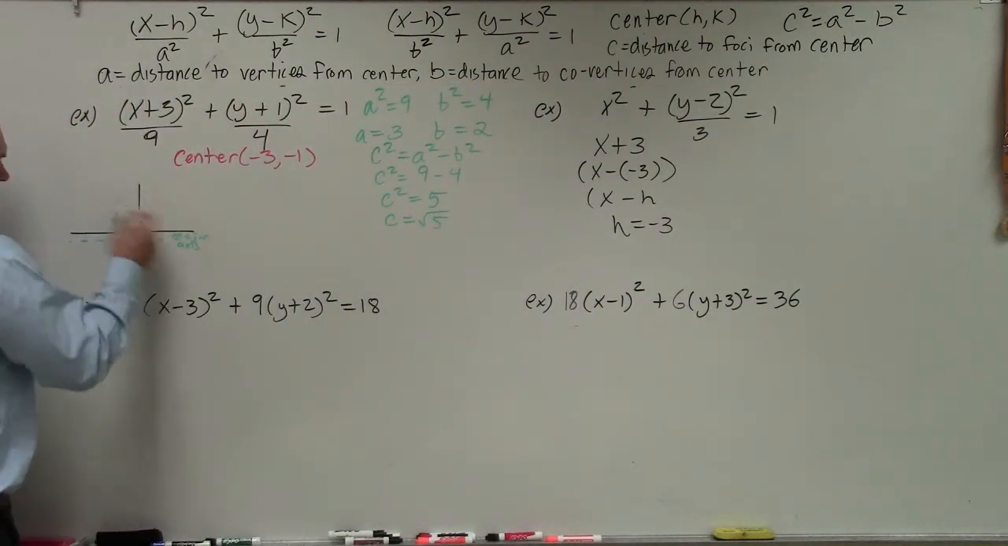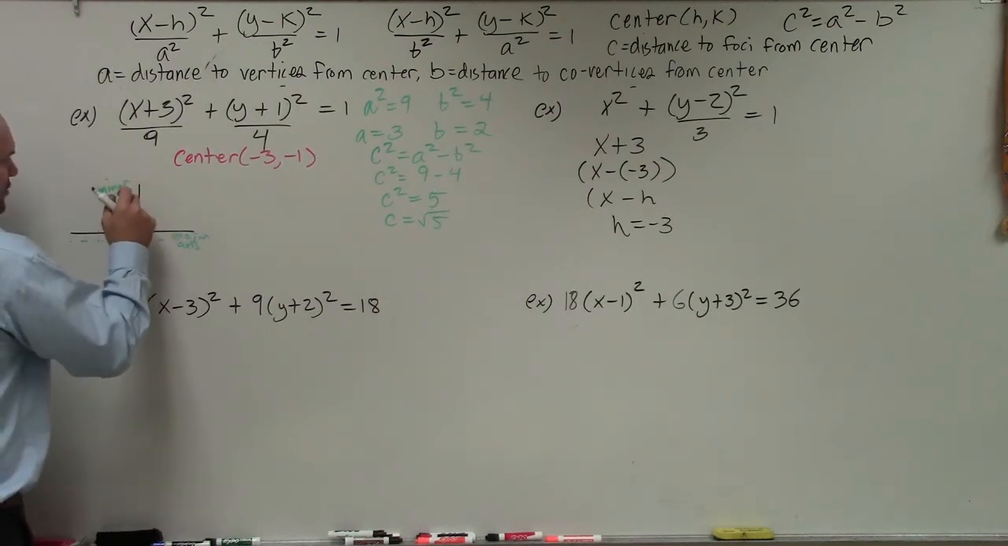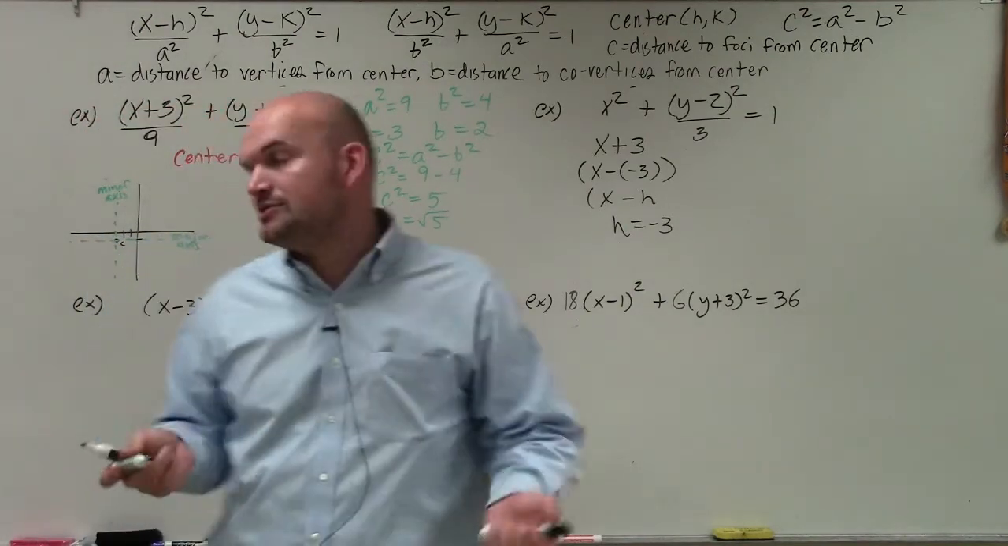So even though these are not really a part of the graph, I'm not really graphing them. I'm just plotting the information so I know where it is. So I'm just going to plot in the minor axis, which is perpendicular to the major axis.